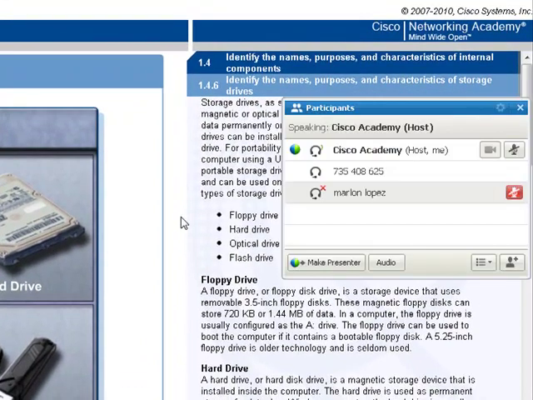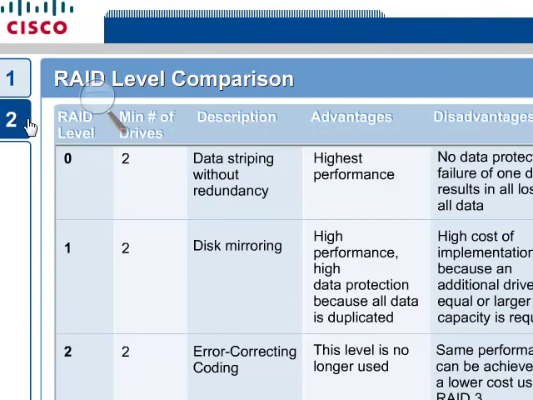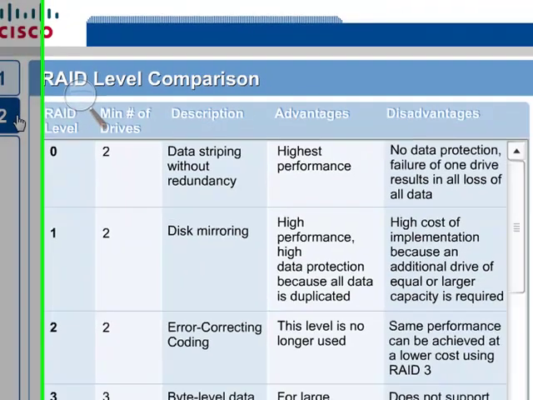Now, backing up our information: there is the software method, where you have software responsible for mirroring and doing a software backup, like Norton Ghost, but it's not reliable for ISPs and storage companies. We have something called RAID.